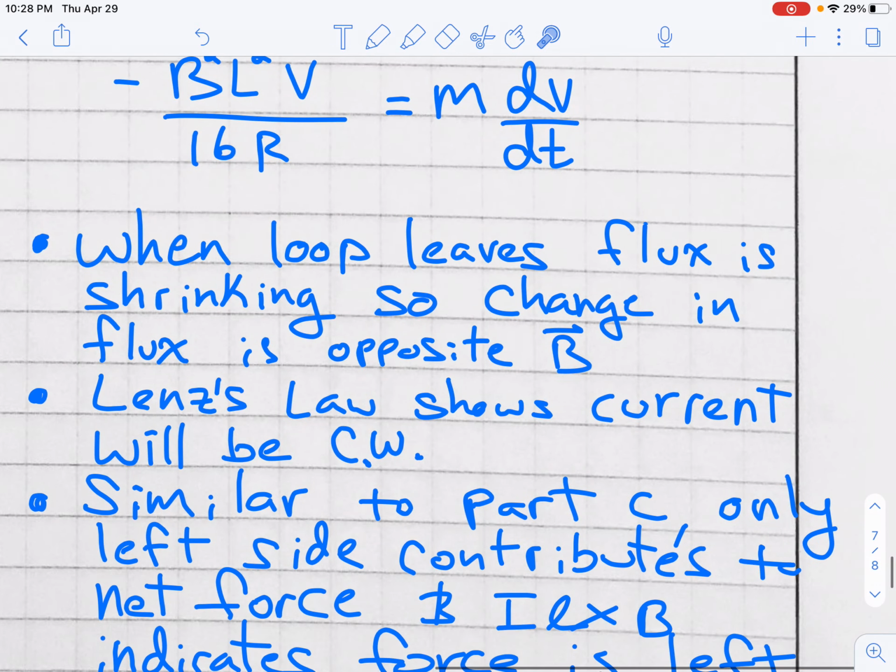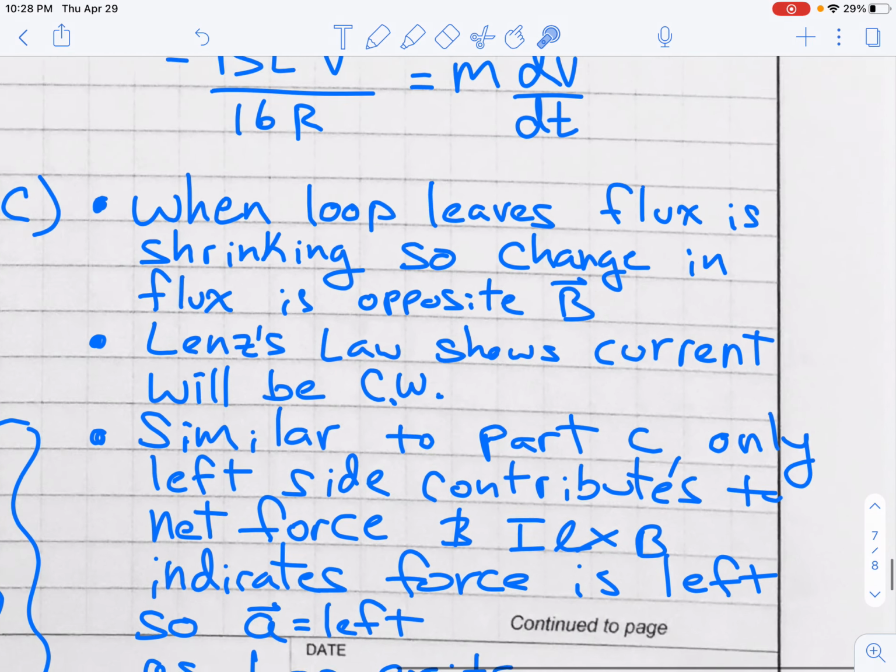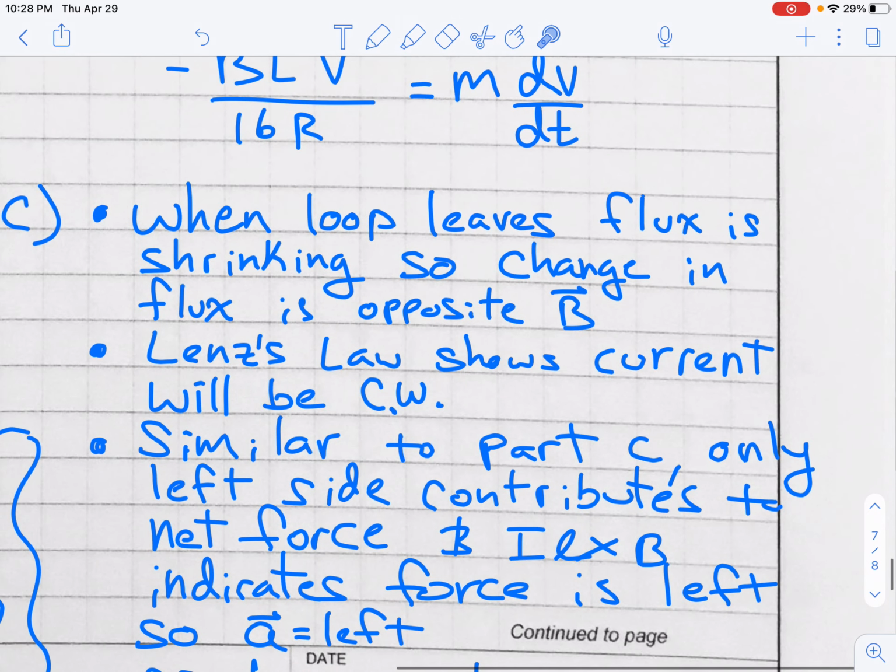So to summarize, when the loop leaves, the flux is shrinking. So the change in flux is opposite to B. Right? You're going to point your thumb in the opposite direction as the change in flux. Flux was opposite B. Opposite of opposite B is with B. So point your thumb in the direction of B. I think that was into the page. Curl your fingers. You get a clockwise current.